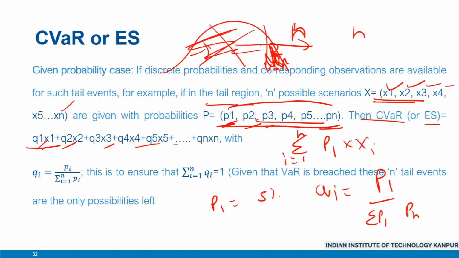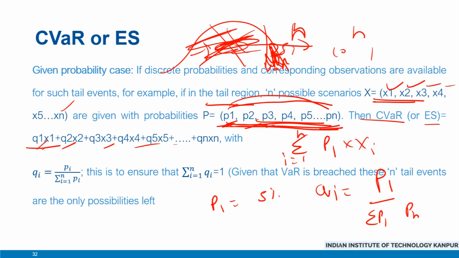Why are we doing this? Because we already know that this region is breached. So these possibilities are ignored and only these are the remaining possibilities there. Therefore, their summation has to be 1. But in the original scheme of things, this was not 1. Probably this is 5% or 10% or 1%, depending upon our criteria for VaR.